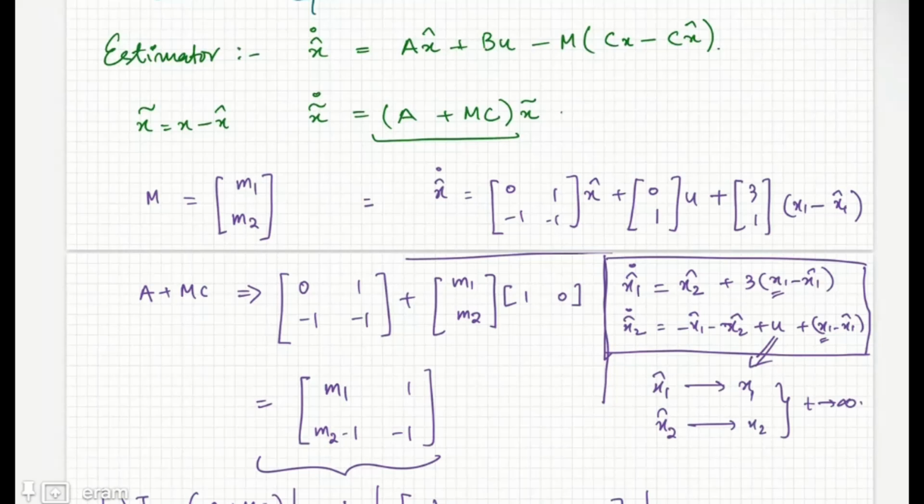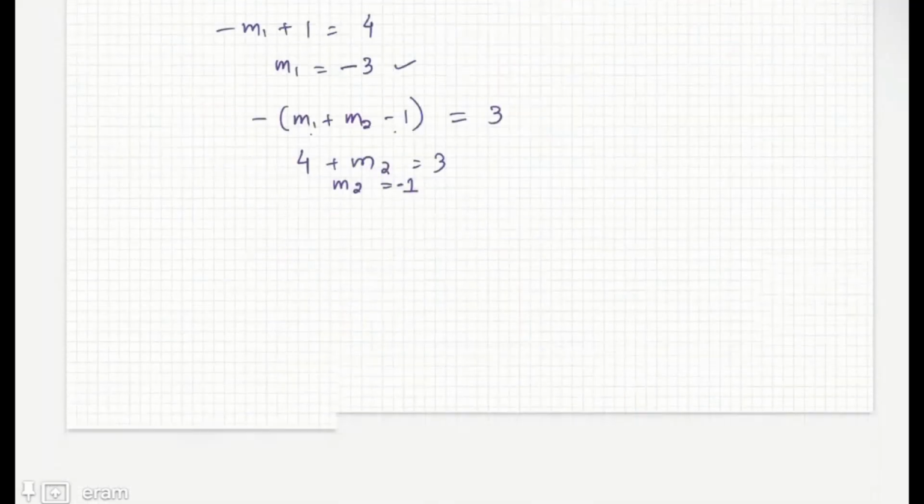Okay, so I will show you how to simulate this type of observer in MATLAB, and then you can also see how these estimated states converge to the true ones. But before that, let's look at our last question.